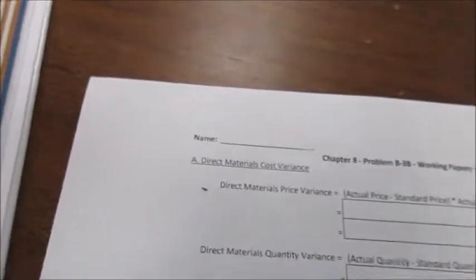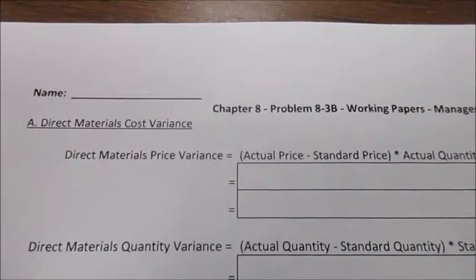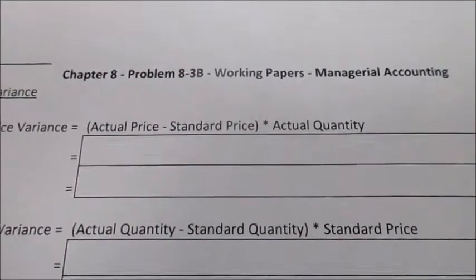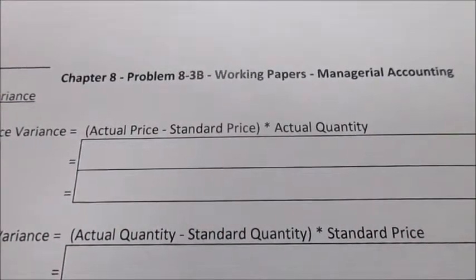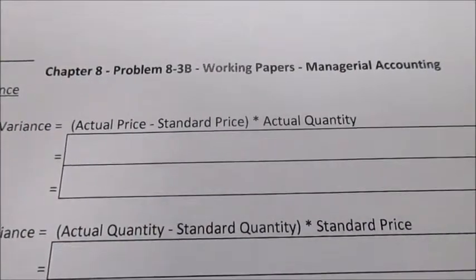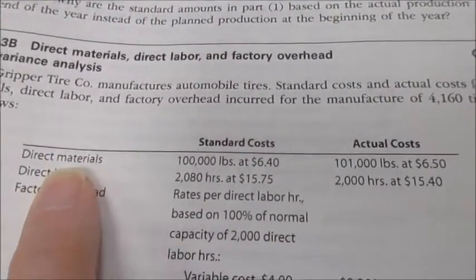So letter A asks for the direct materials price variance. Now I put right on your working papers what the equation is to find the direct materials price variance. So we're going to take the actual price minus the standard price times the actual quantity. Okay, so if we look at our textbook, we're talking about direct materials. So we're looking at this first line up here at the top.